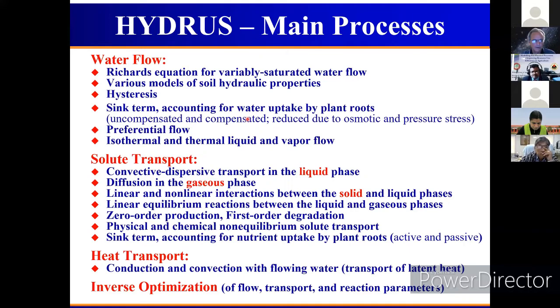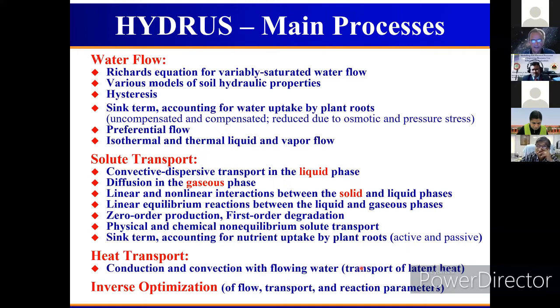Additionally, the model also has the capability to inversely optimize flow and transport parameters by calibrating the model against measured data, which is an option very widely used by HYDRUS module users.